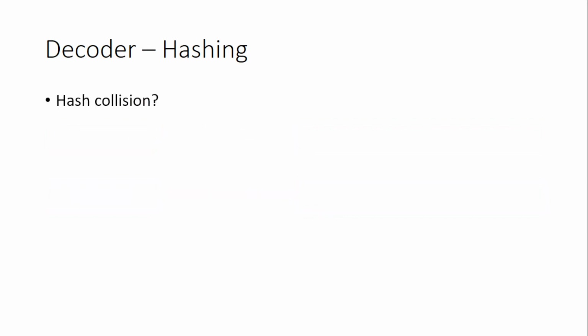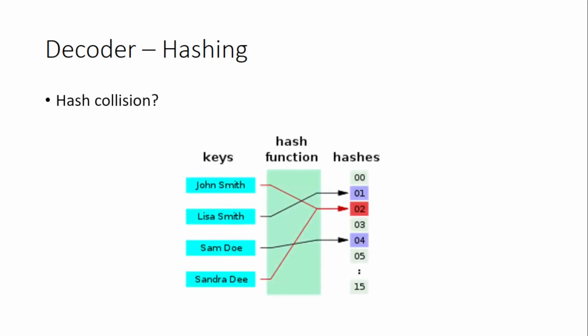So before continuing, I have to talk about this point, which is hash collision. So what is hash collision? A hash collision is just like having two or more pieces of data that are different that hash to the same result, to the same hash.